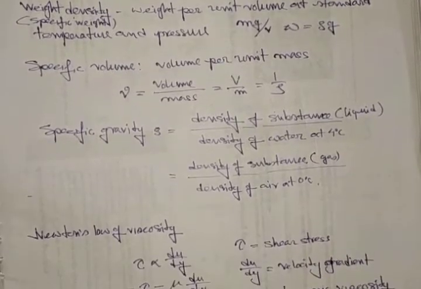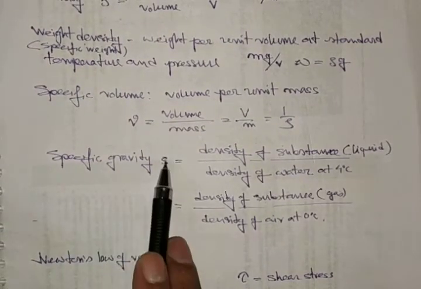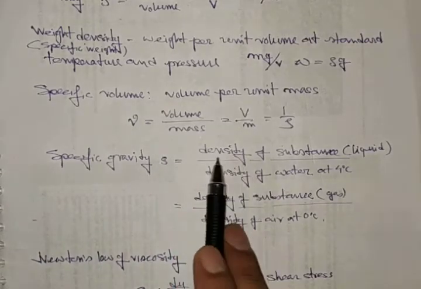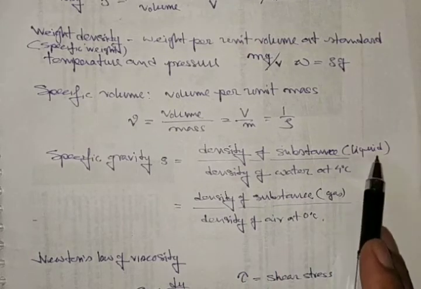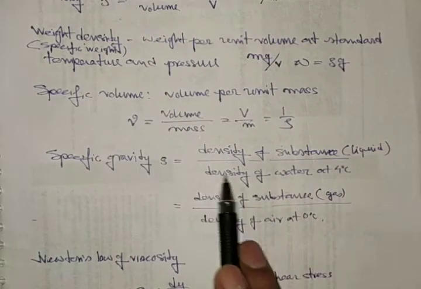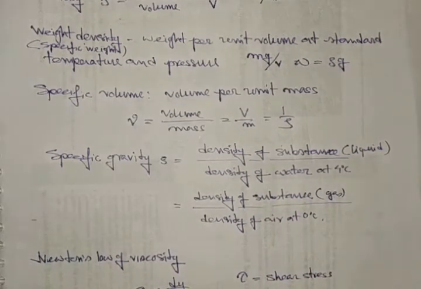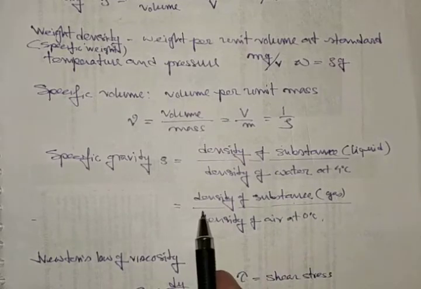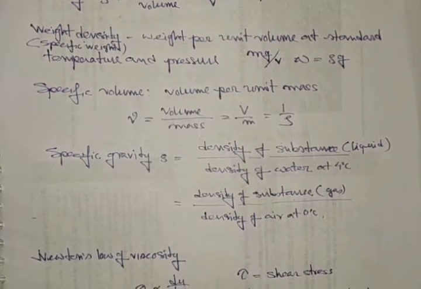Now let's come to specific gravity. Specific gravity is defined as the ratio between the density of a substance, in the case of a liquid, and the density of water at 4 degrees Celsius. For a gas, it is the density of the gas divided by the density of air at 0 degrees Celsius.